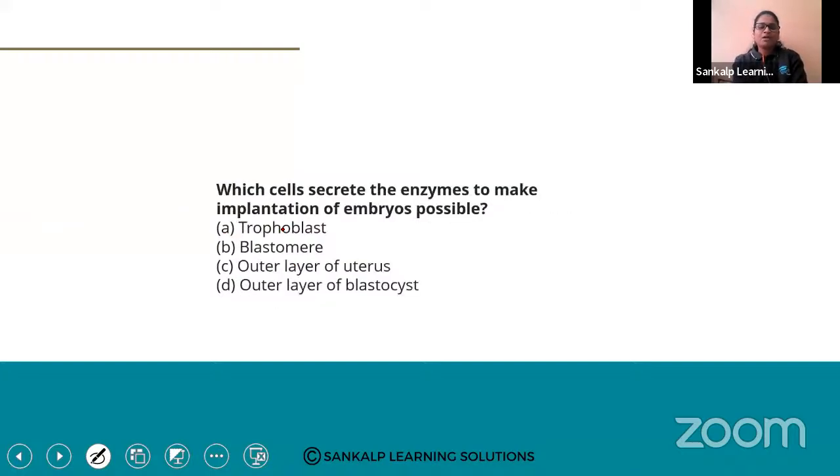Which cells secrete the enzymes to make implantation of embryos possible? Some cells secrete certain enzymes to make the embryo, that 16-celled structure, the blastocyst, implant in the endometrium. Trophoblast cells, blastomere, outer layer of uterus, outer layer of blastocyst.